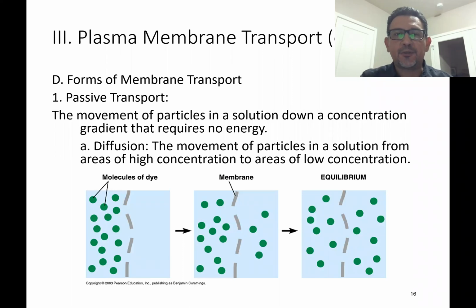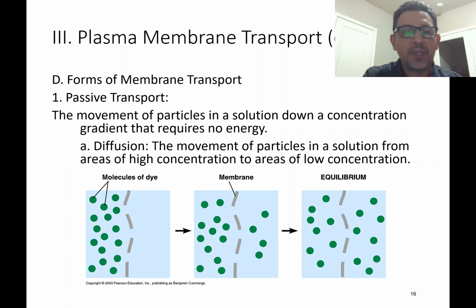The mechanisms for cellular transport can be categorized into three main groups. And the first one is going to be passive transport. Passive transport has two key characteristics that I want you to remember.